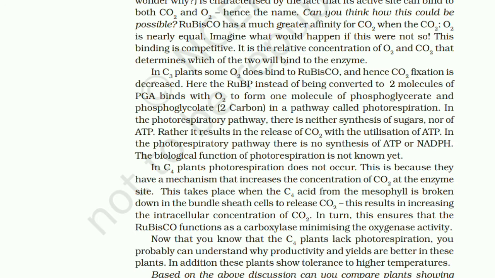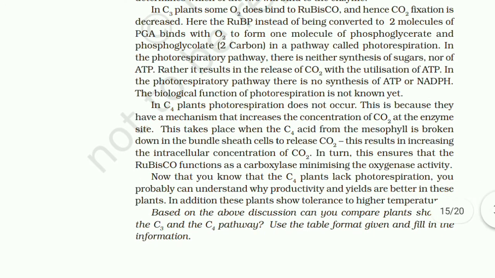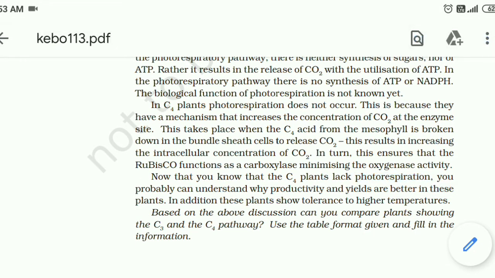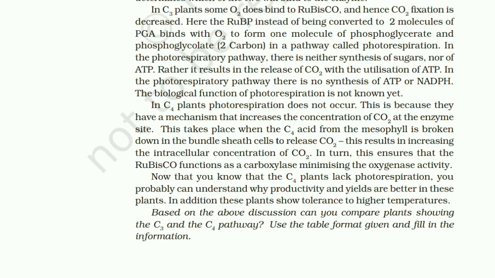In C4 plants, photorespiration does not occur. This is because they have a mechanism that increases the concentration of CO2 at the enzyme site. When the C4 acid from the mesophyll is broken down in the bundle sheath cells to release CO2, this results in increasing the intracellular concentration of CO2. In turn, this ensures that the Rubisco functions as carboxylase, minimizing the oxygenase activity. Now that you know that C4 plants lack photorespiration, you probably can understand why productivity and yields are better in these plants. In addition, these plants show tolerance to high temperatures.